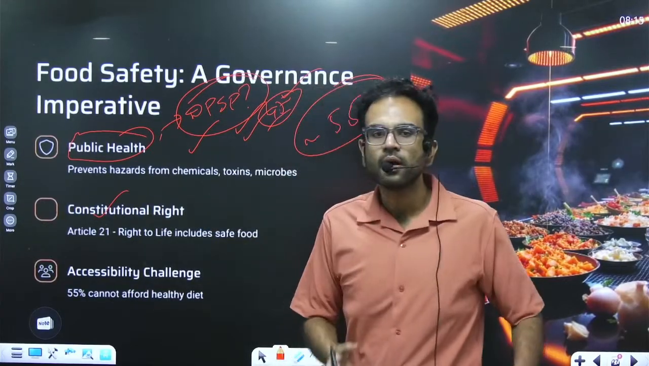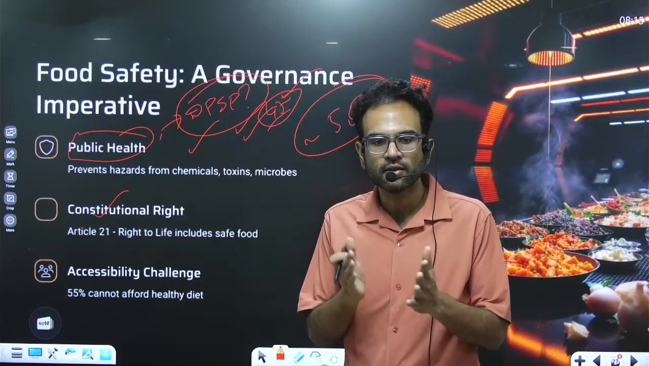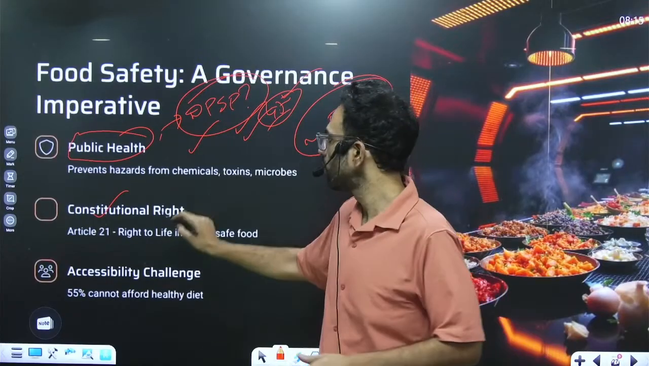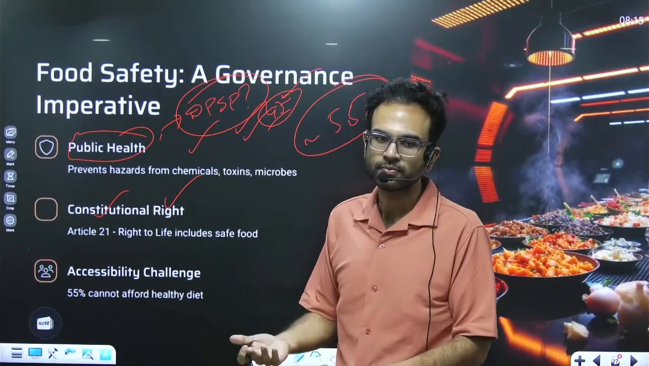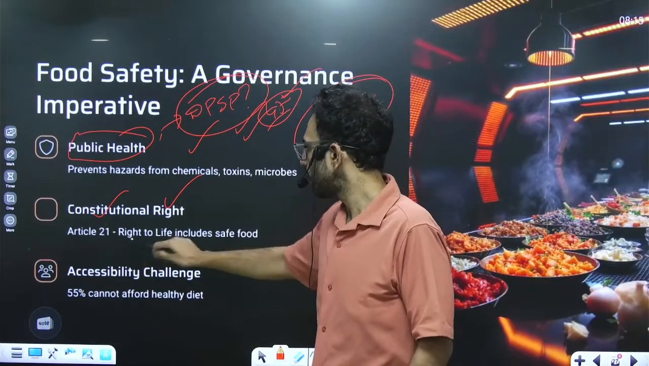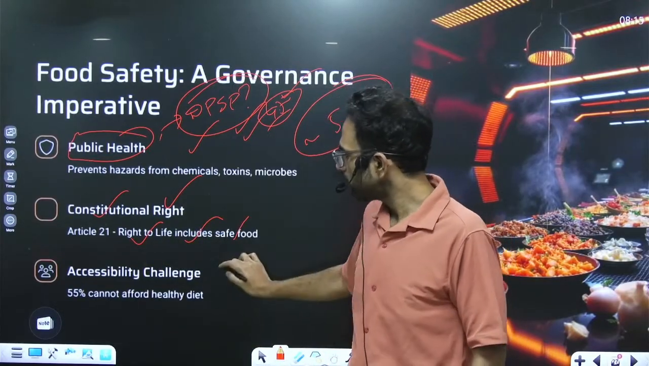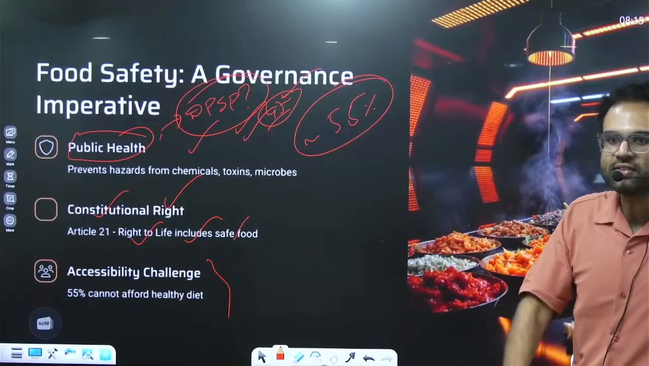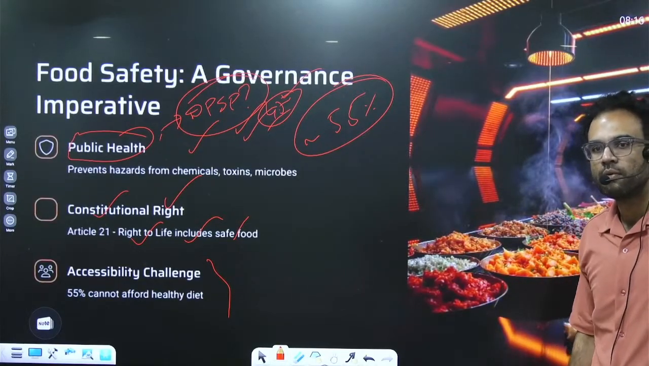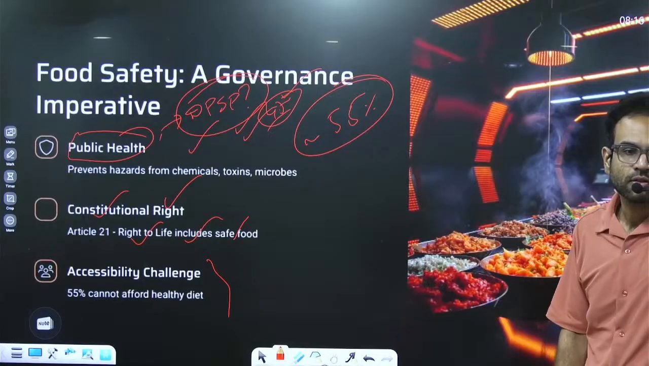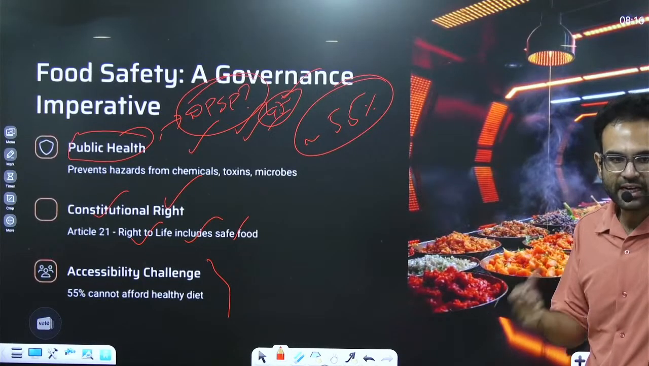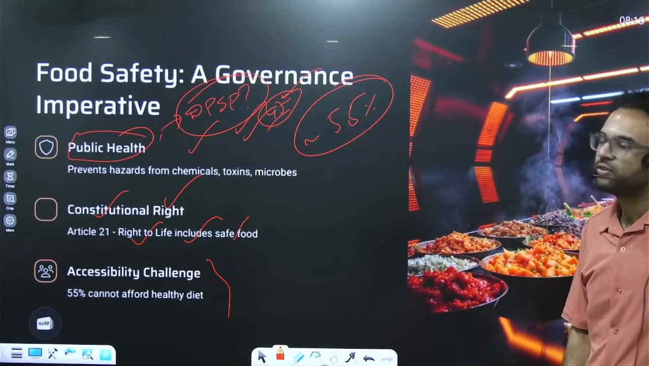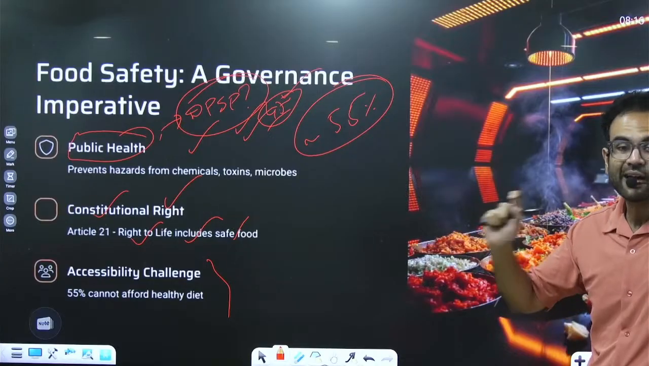So, ensuring quality health is a right under the definition of right to life, a constitutional right. It's an implied right, not explicit. Right to life includes safe food. But the problem is 55% can't access this. Accessibility challenge. To fix this governance gap, 55% of the population cannot address this need. There needs to be something done, right? So it is in this context that food safety as a governance issue came up.